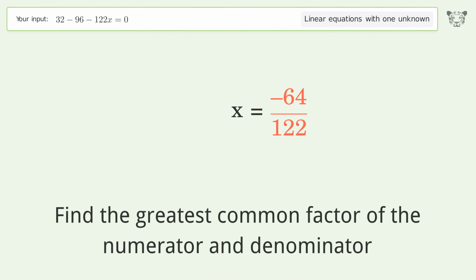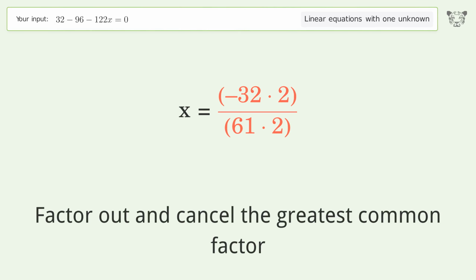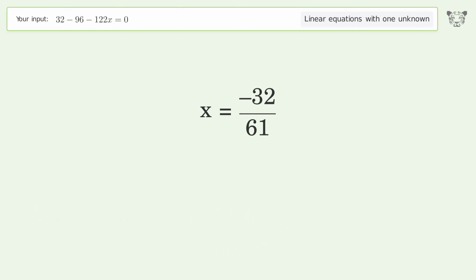Find the greatest common factor of the numerator and denominator. Factor out and cancel the greatest common factor. And so the final result is x equals -32/61.